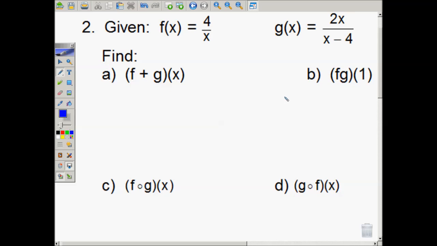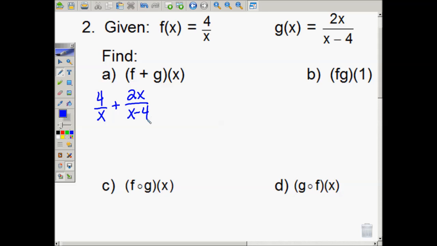How about we set them up together? All right, we're going to set up the first one together. So setting up the first one is saying I'm going to take f and I'm going to add it to g. So I have 4 over x plus 2x over x minus 4.